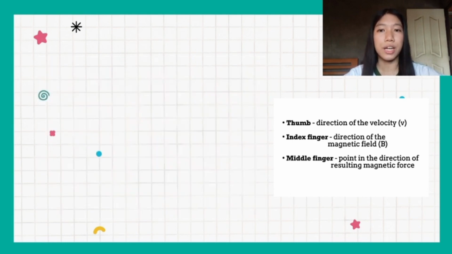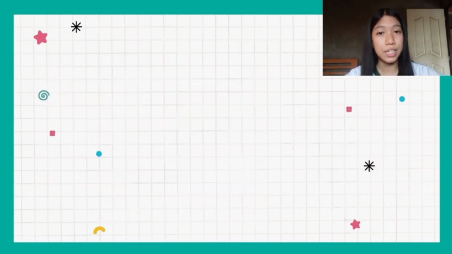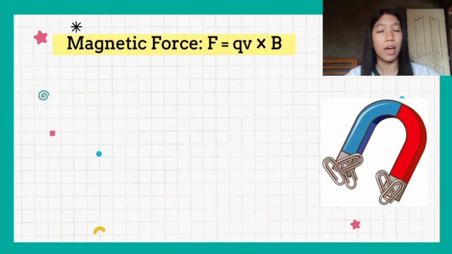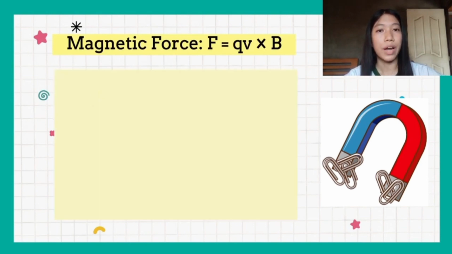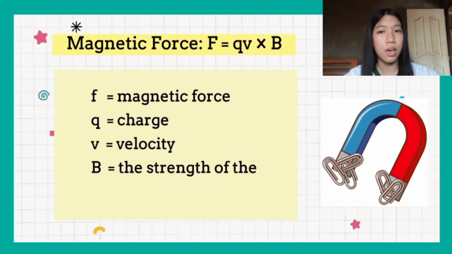If the charged particle is an electron, we can just use the left-hand rule. Essentially, this can be given in the equation F = Q times V times B, where F is the magnetic force, Q is the charge, V is the velocity, and B is the strength of the magnetic field.